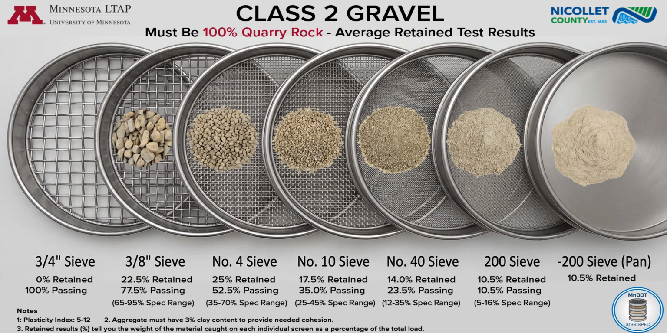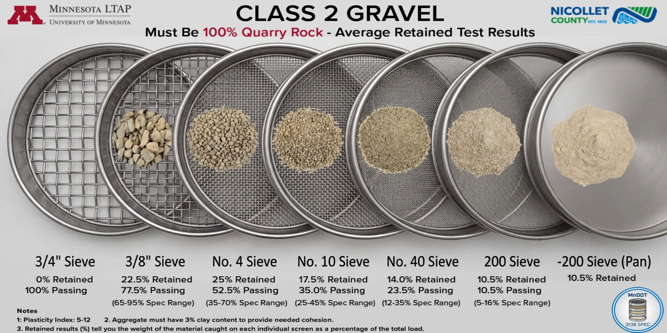This infographic is a great visual for helping operators understand exactly what goes into a high-quality Class 2 gravel mix. Let's quickly walk through these results. 1. The golden rule: 100% quarry rock. The most critical takeaway is right at the top. Class 2 must be 100% quarry rock.